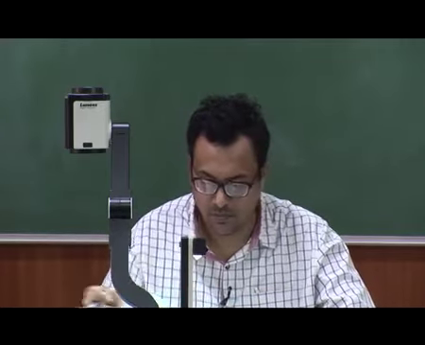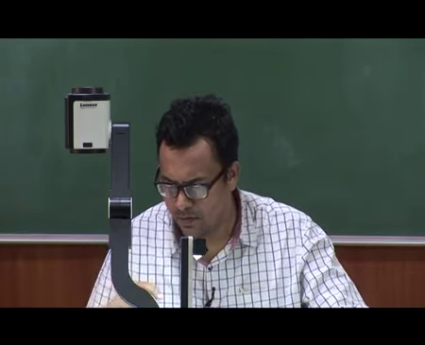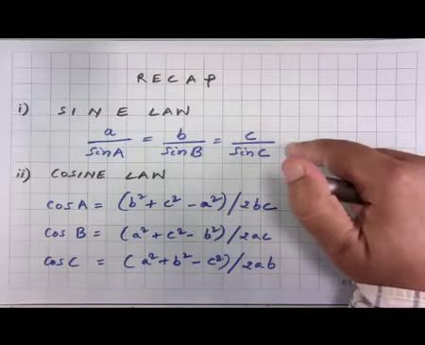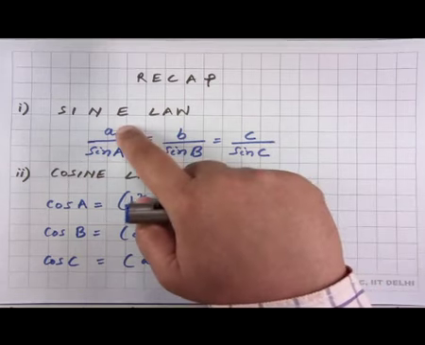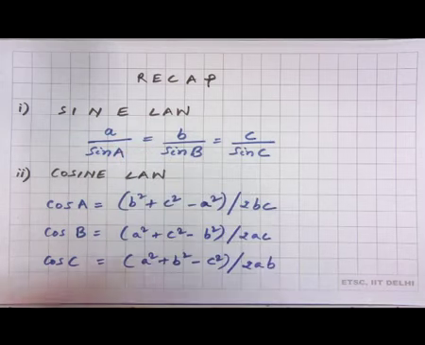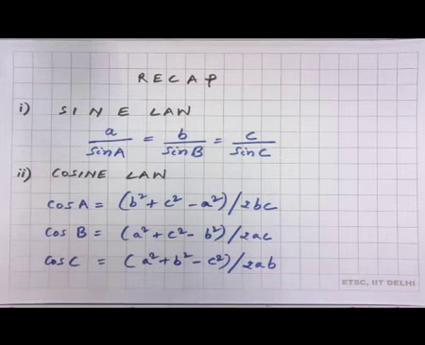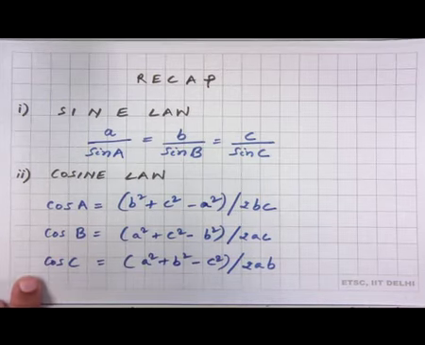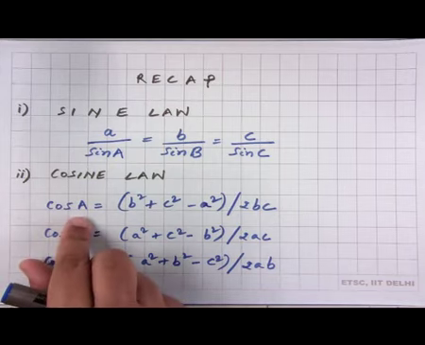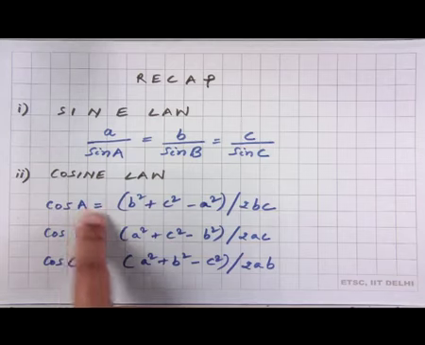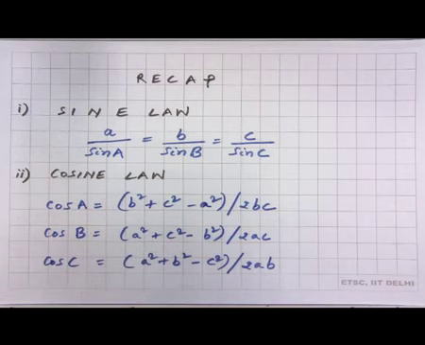So, before we set out to solving these problems, let us recap the important formulas. The first formula was the sine law, which says that the ratio of the side to the sine of the corresponding angle is a constant. So, it is the same for all the sides. And then we also had the cosine formulas, which give the cosine of the three angles in terms of the lengths of the sides of the triangle.